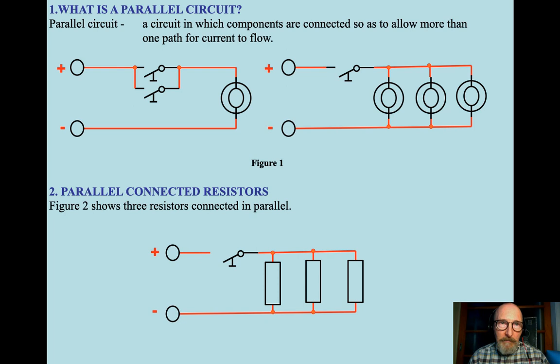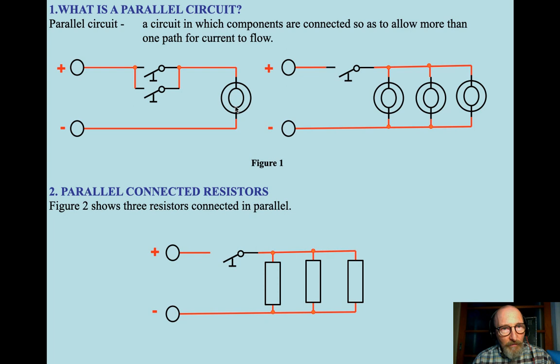Well, it's a circuit in which components are connected so as to allow more than one path for current to flow. These switches are connected in parallel, but the lamp is connected in series.